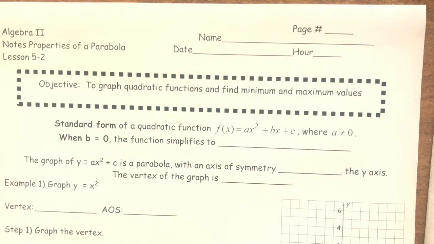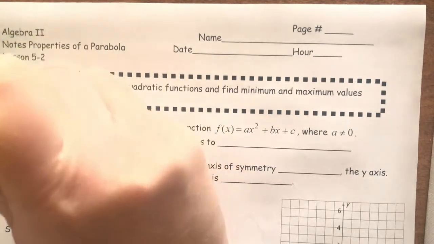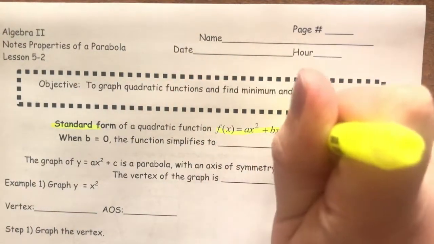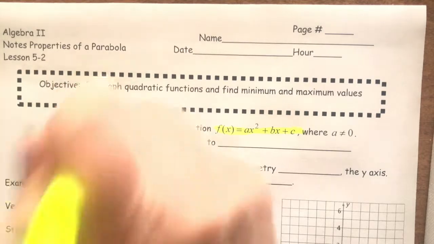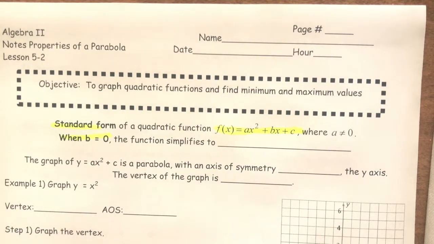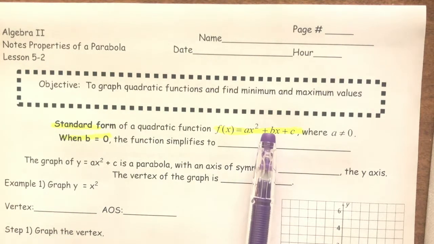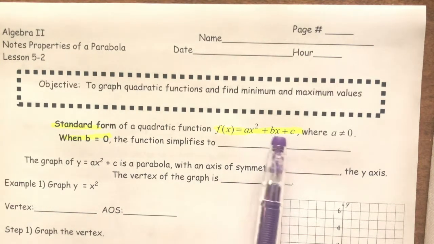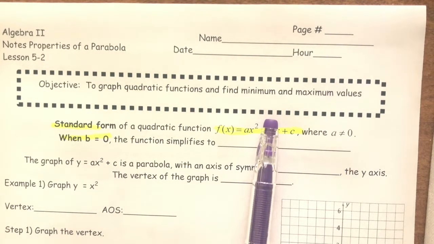We have been learning that standard form of a quadratic function is f of x equals ax squared plus bx plus c. Today we're going to take a look at what happens if our b value is equal to 0. If we plug the b value of 0 into our function, we're going to have 0 times x. 0 times anything is going to become 0, and that's going to go away, and all we're going to be left with is f of x equals ax squared plus c.